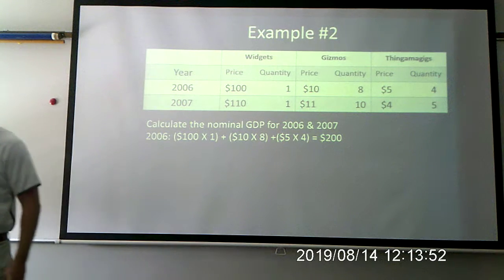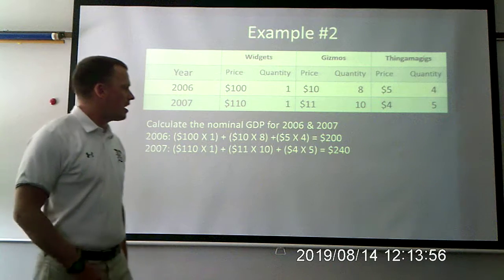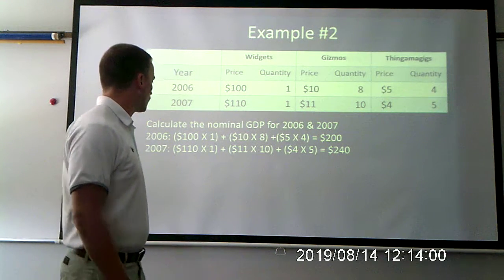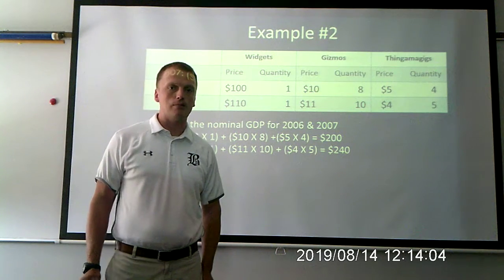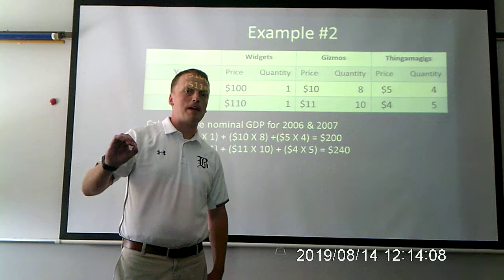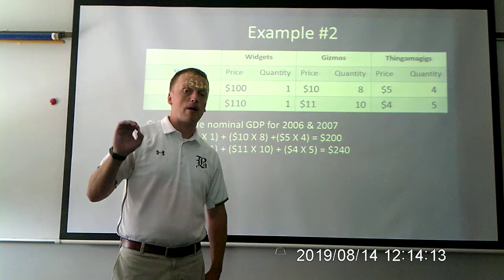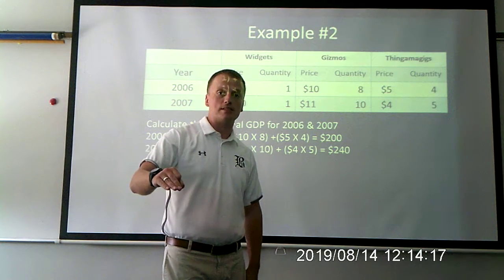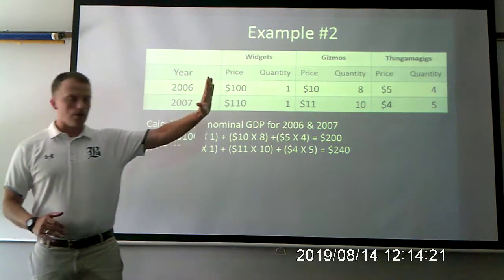What about 2007? Well, for 2007, you're going to have $240. Was there an increase? Yes, there was an increase in nominal GDP again here. But again, as we can anticipate, perhaps the inflated prices between 2006 and 2007 threw us off a little bit. So let's try to calculate for that.